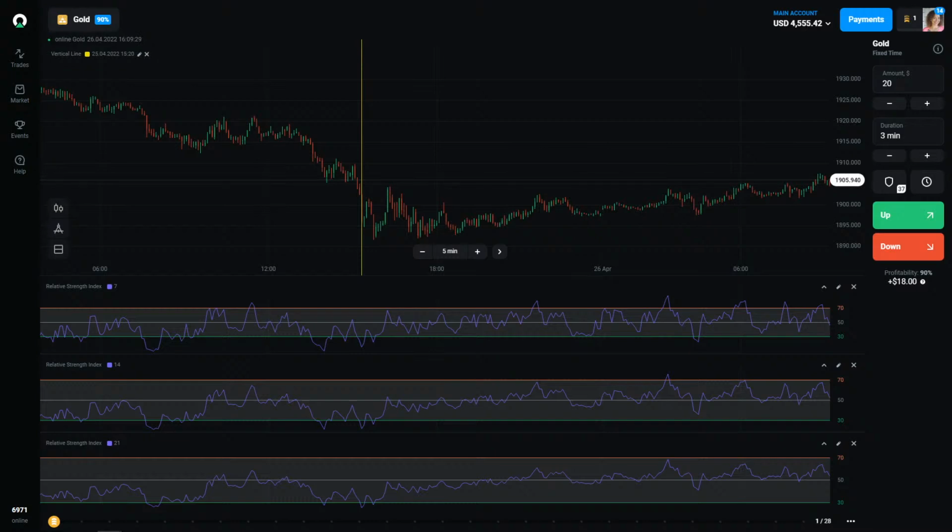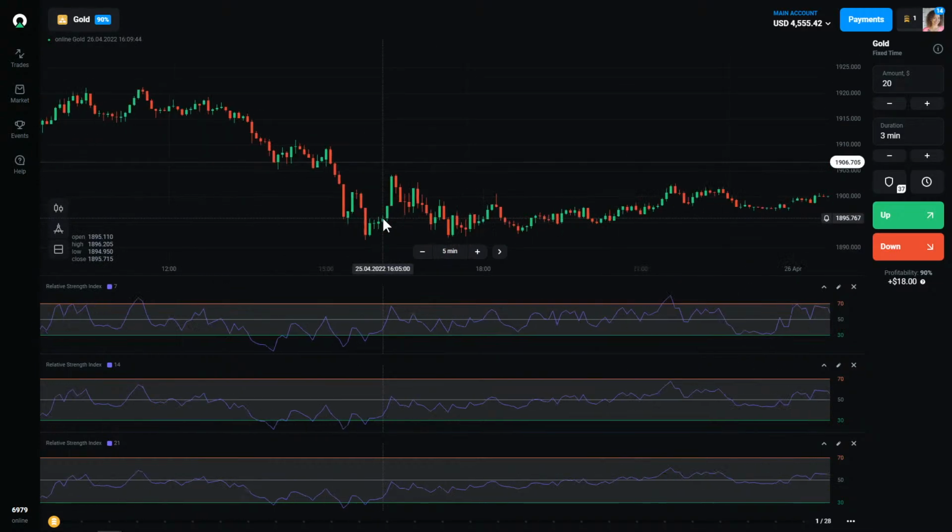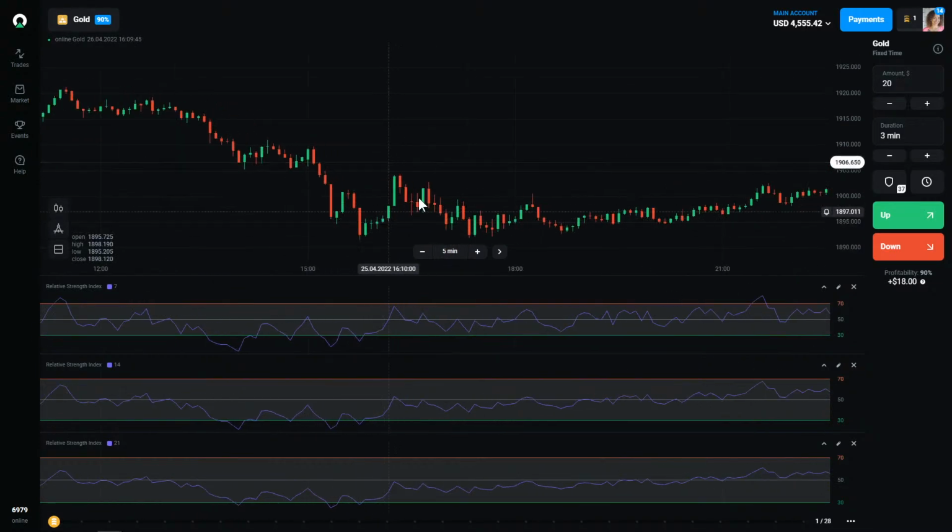All right, thanks for the confirmation, my friends. So just like in this example, as we can see, the 7, the 14, as well as the 21 RSI went into the oversold area. We could have entered an up trade, and as you can see, the price did increase.